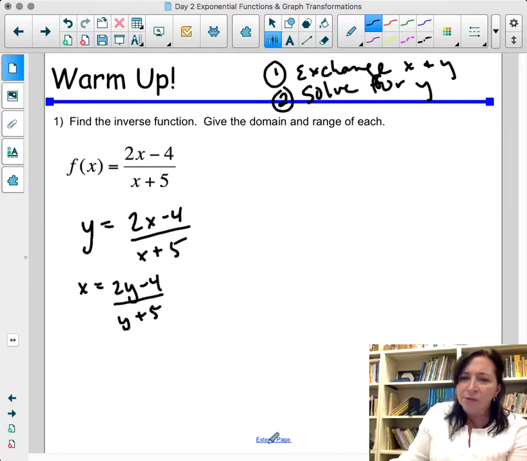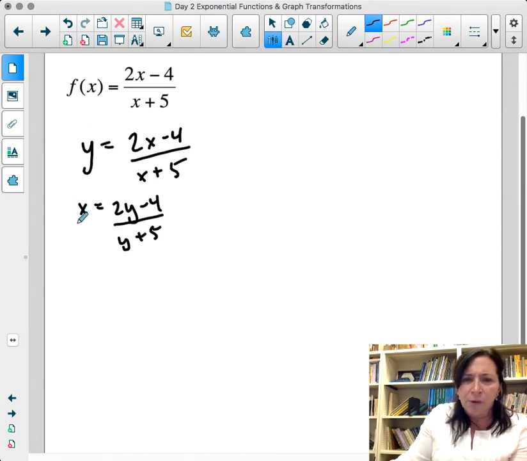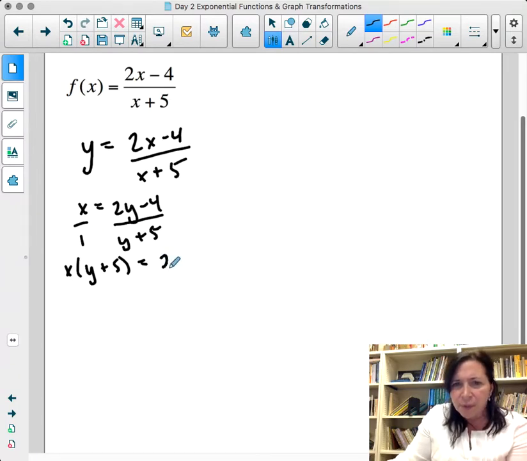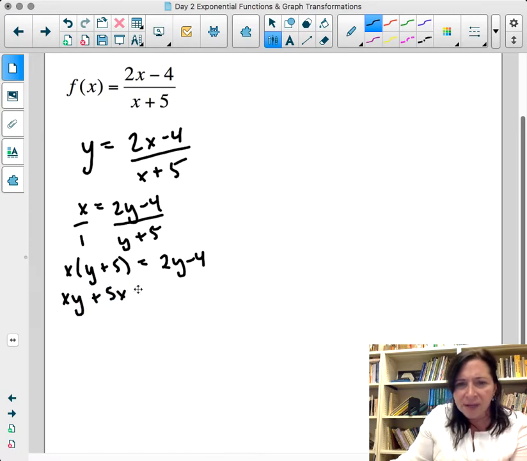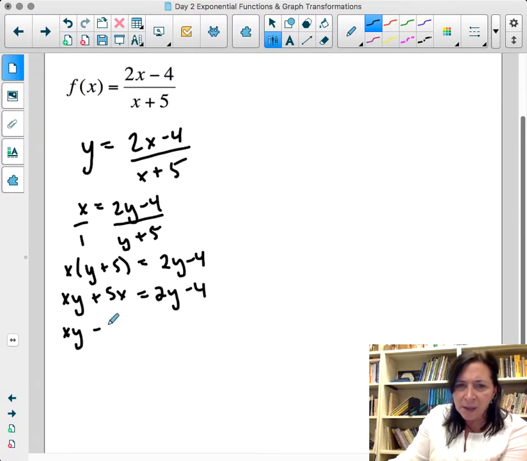The way you're going to solve for y is you're going to cross multiply. So now we have x times (y plus 5) equals 1 times (2y minus 4). I'm going to distribute, so I have xy plus 5x equals 2y minus 4. I realize that I have y's on both sides of the equation, so I am going to bring this 2y over. So I have xy minus 2y. I'm going to move this 5x over to the other side. So I have negative 5x minus 4.